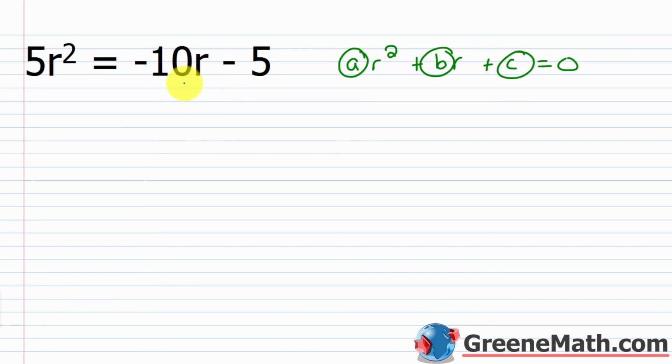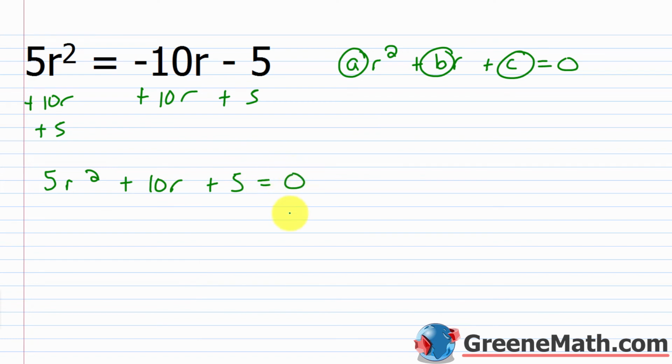So what I want to do is move these two terms over here, and I'm going to do that by adding 10r to each side of the equation, and I'm going to add 5 to each side of the equation. So I would have 5r squared plus 10r plus 5 is equal to 0. And then I can see that my a would be 5. This is a. My b would be 10. This is b. And my c would be 5. This is c. All right, so once I know that, I can plug into the quadratic formula.